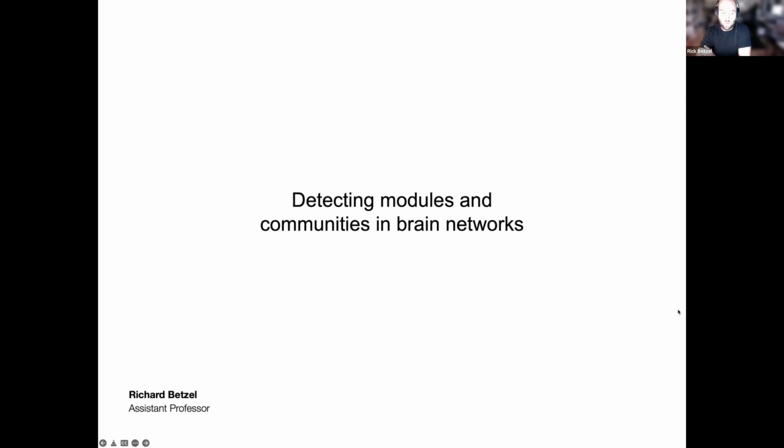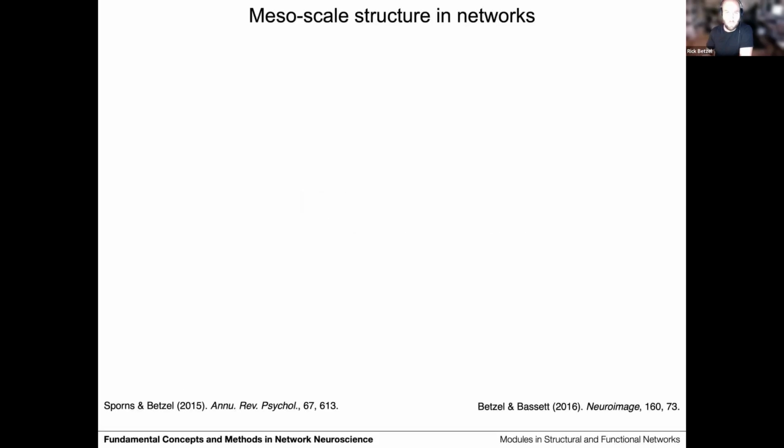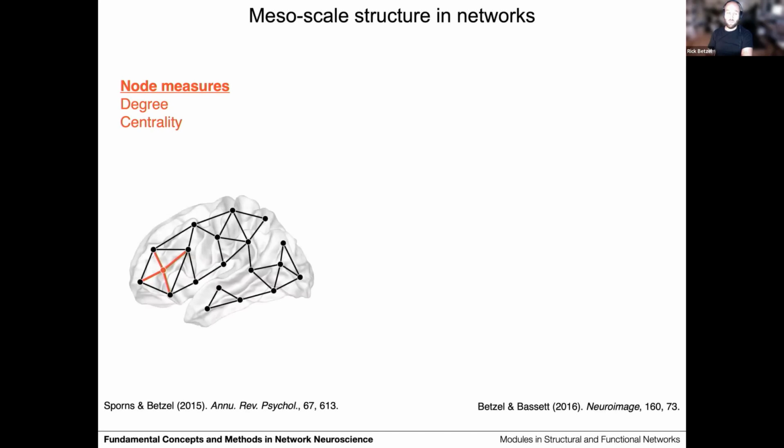So I just want to say thanks for inviting me to give the next talk on detecting modules and communities in brain networks. I'm going to hop right in without any pause. The kinds of analyses that we typically carry out with brain network data oftentimes focus on properties of individual brain regions or connections themselves. These local measures might be as simple as just counting up the number of connections that a node makes, its degree, or its centrality with respect to some process unfolding over the network.